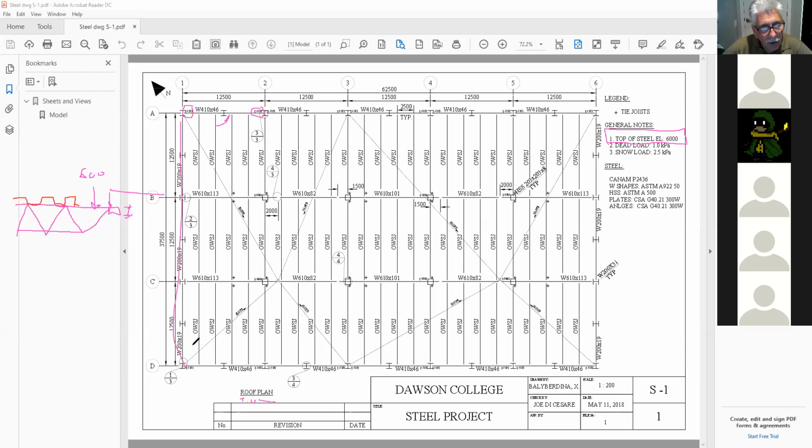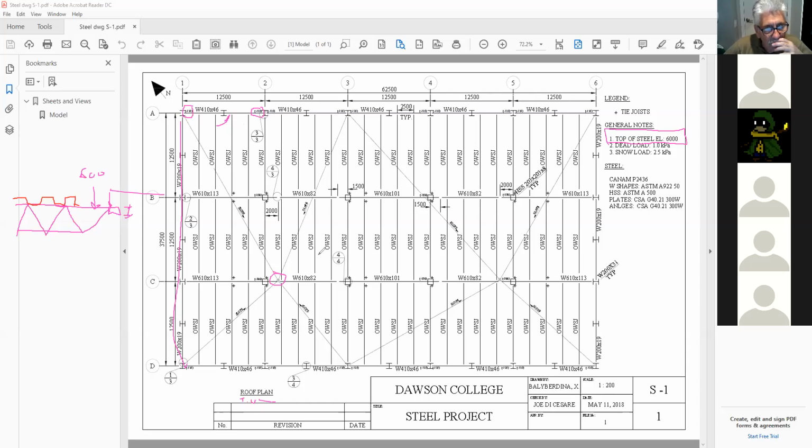Why? Because this beam is at 6,000. Therefore, when they're going to detail all that steel, they'll put all that steel at the top flange of that beam, which is going to be at 6,000, and it's going to be at the same elevation. Here, what happens is that in order to create these slopes, we need to drop the columns. You understand?